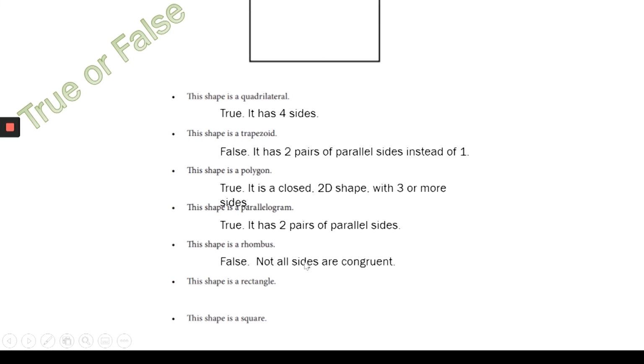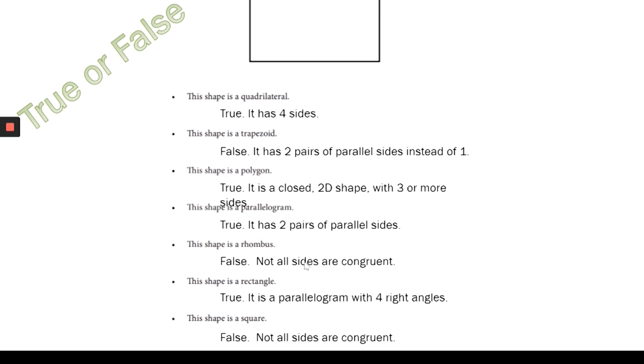This shape is a rectangle. True or false? True. It's a parallelogram with 4 right angles. How about this shape is a square? True or false? False. Definitely false. Not all sides are congruent. Awesome job on that one, guys.